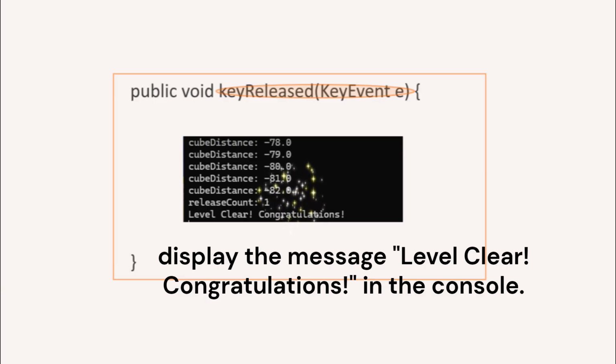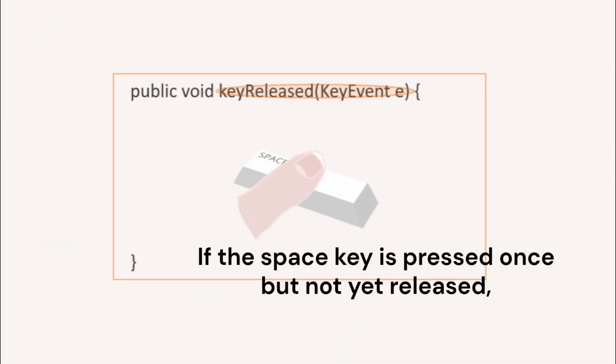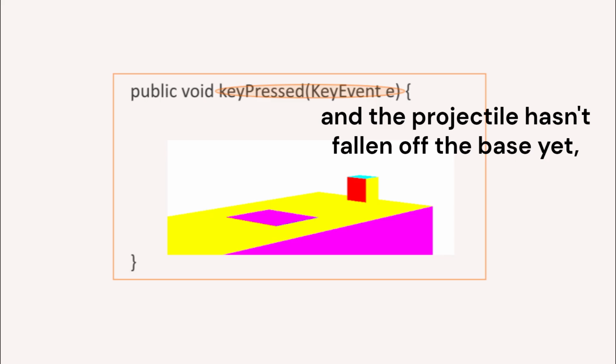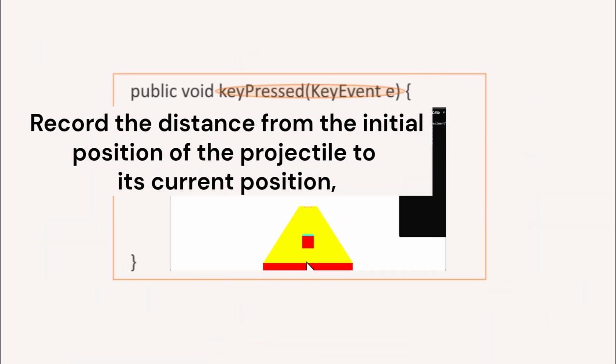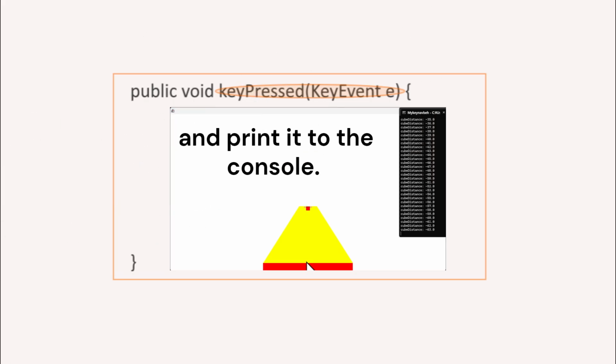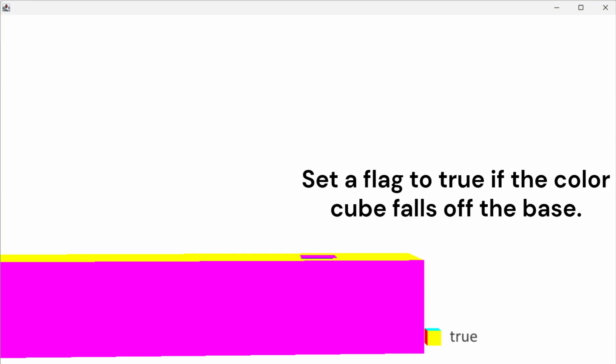In the console. What is happening within the keyPressed method? If the space key is pressed once but not yet released, and the projectile hasn't fallen off the base yet, move the projectile in the negative z direction. Record the distance from the initial position of the projectile to its current position and print it to the console. Drop the projectile from the base if it goes beyond the edge of the base. Set a flag to true if the projectile falls off the base.